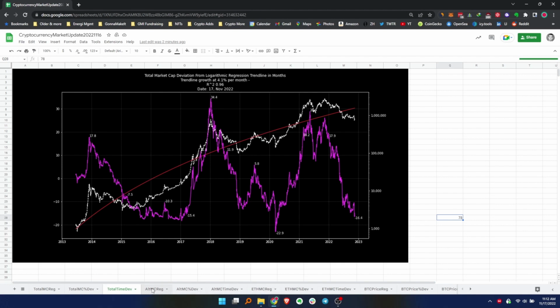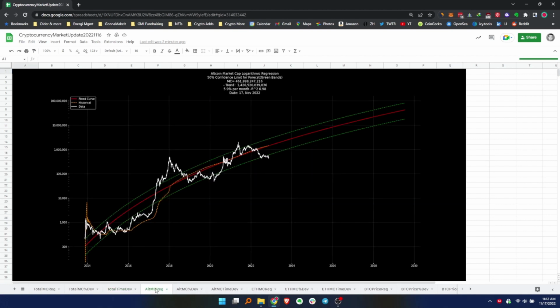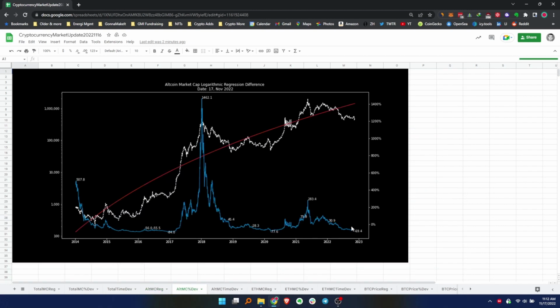So let's keep going. This is the altcoin market cap regression chart. Again, quite undervalued, percent deviation here. And I'm just going to narrate this as I go through. Look how undervalued altcoins are. And again, note that overvaluation they had in June 2021.